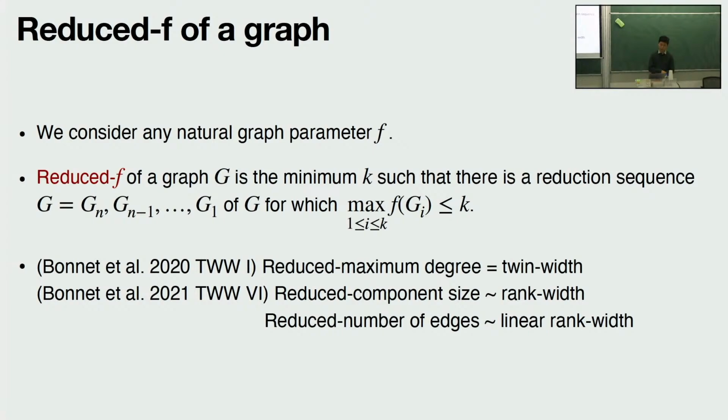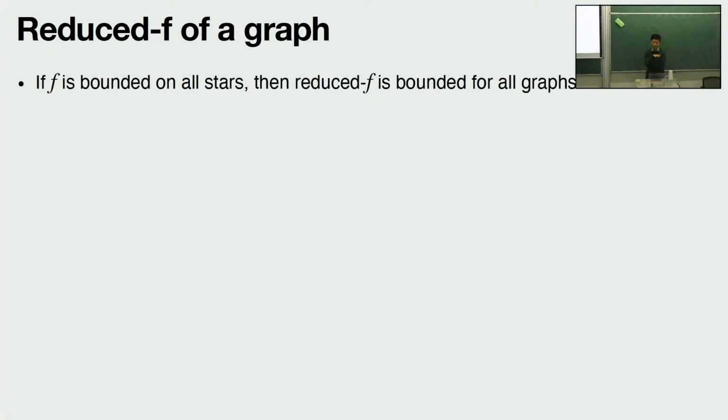Is there a reduced f equivalent to the other width parameters? Yeah, that's a good question, but I don't think there is a natural one. It looks difficult to find. I think there was some question about that, and also the other notions. The first observation is that if f is bounded on all stars, then reduced f is bounded for all graphs, because you just give any ordering of the vertices, and then identify sequentially the first and second vertices, and you will create a star whose center is the leftmost vertex, and then you identify with the second and third vertex, then you again make a star, and so on. But then if f is bounded on all stars, then this should be bounded.